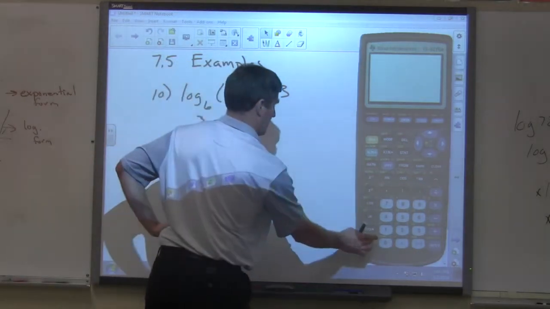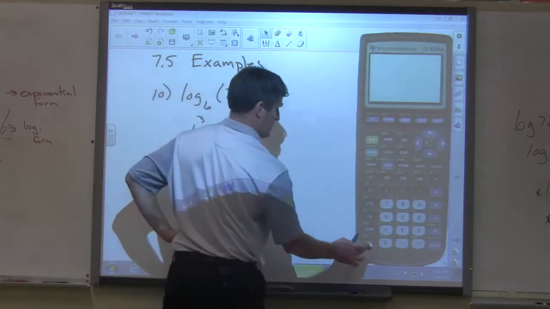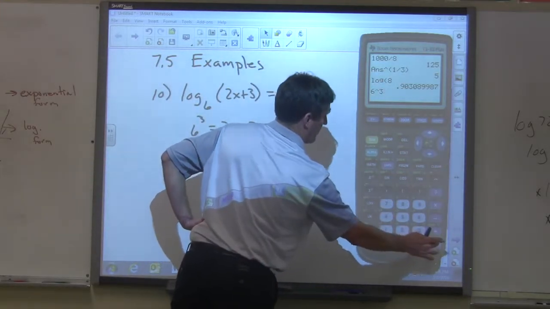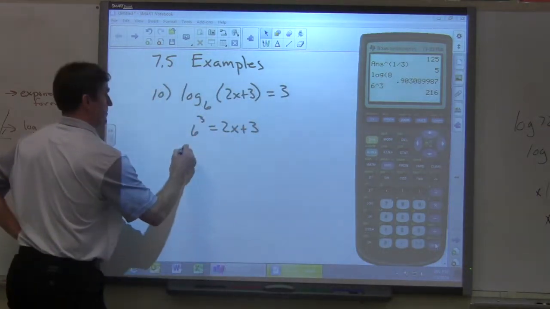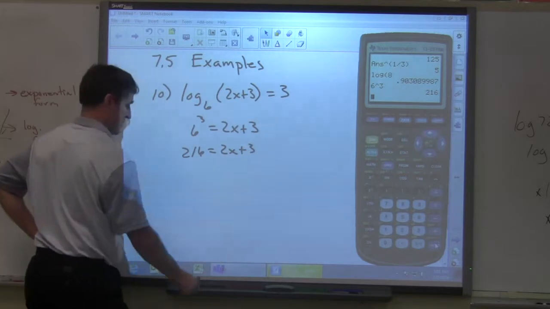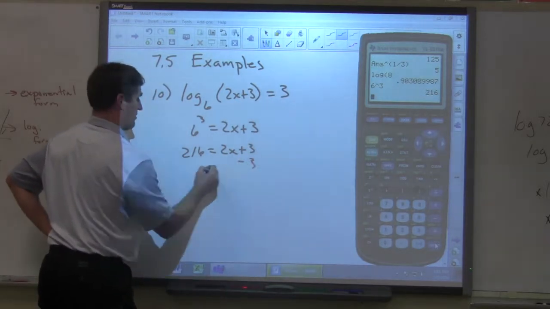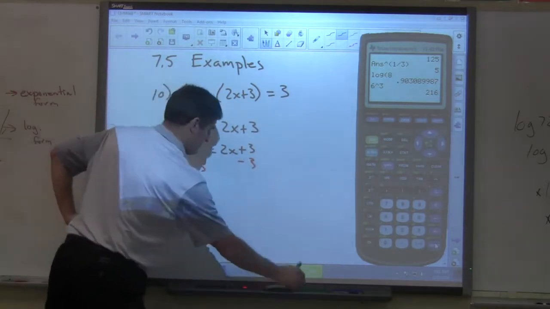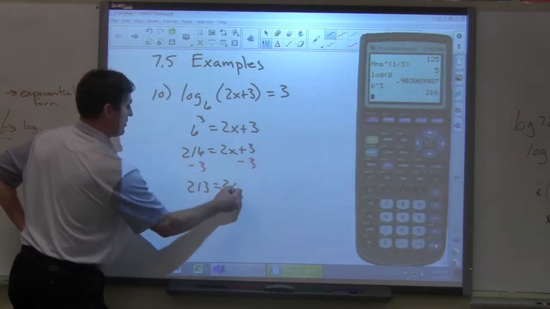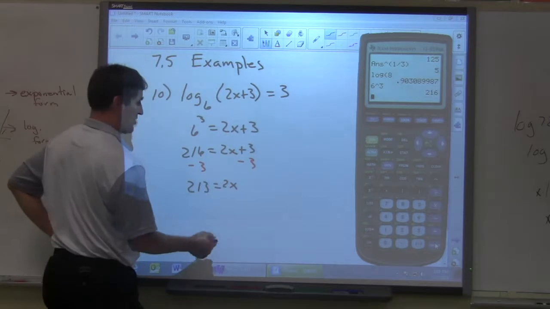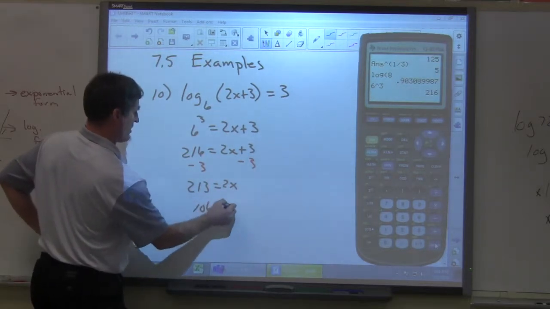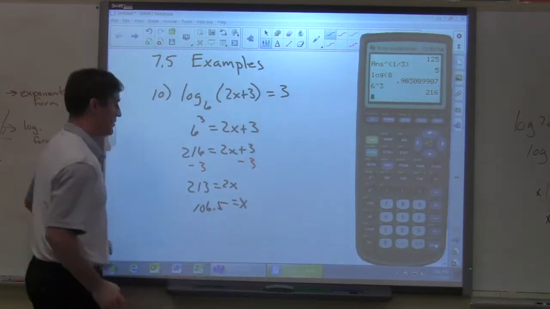So if we do 6 to the third, that's 216. Let's check. 6 to the third power, 216, equals 2x plus 3. Now we subtract 3 to solve for x. And we get 213 equals 2x. And we divide by 2. So 106.5 equals x, and we're done.